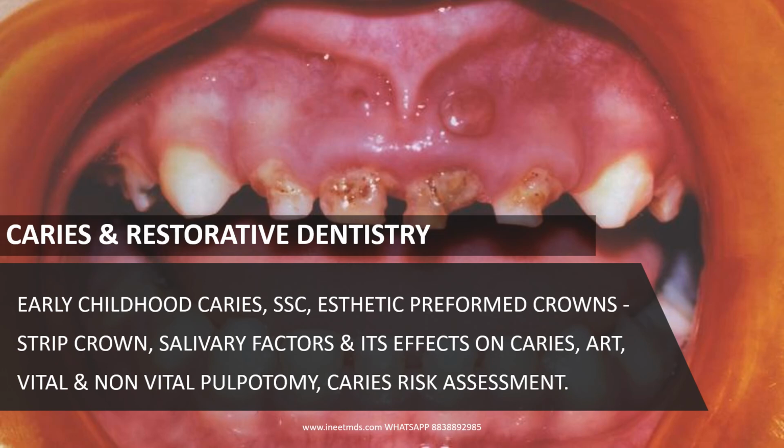Next topic is caries and restorative dentistry. Under that, you should know what is early childhood caries and what are the types of early childhood caries, stainless steel crown, and for anterior, the aesthetic preformed crown. Under that, you should know how a strip crown looks like. What are the different salivary factors and its effect on dental caries, atraumatic restorative treatment, what is vital pulpotomy and what is non-vital pulpotomy, and what is caries risk assessment.